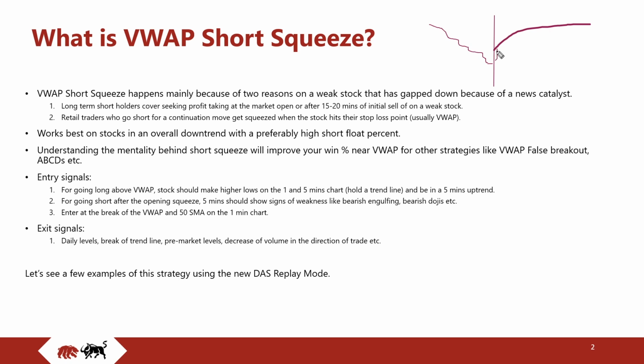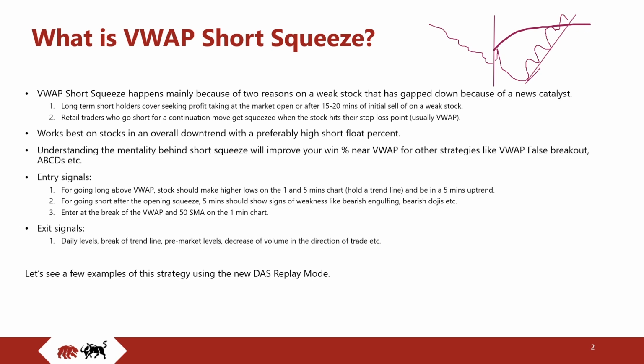You take this for a rising wedge trade. It opens weak, then it starts to make higher lows on the 1 minute chart. It holds a trend line. For example, it's holding this trend line. So you can go long at the break of the VWAP and the break of the 50 SMA on the 1 minute chart for a continuation move above VWAP.